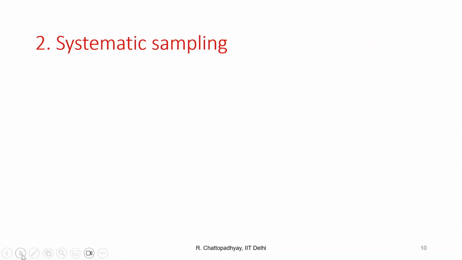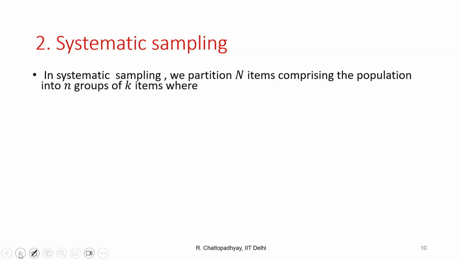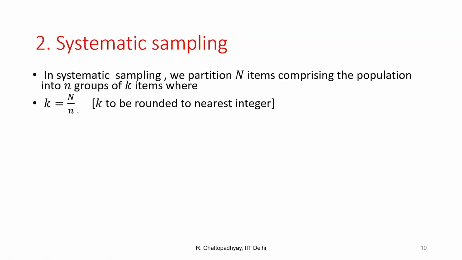Now comes systematic sampling. It is not completely random. In systematic sampling, we partition the N items comprising the population into small n groups of k items. Each group has k items. So the entire population is first divided into n groups, and each group will have k items. Therefore, k is always capital N by small n.